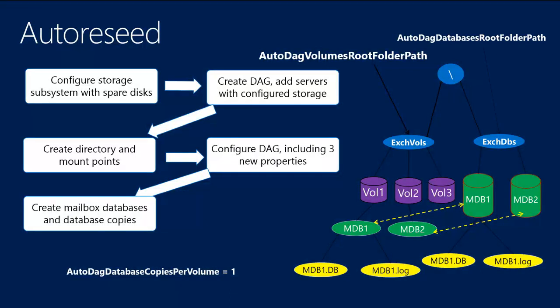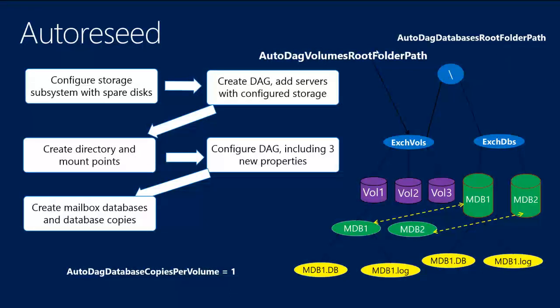Now, basically what we're doing is we're taking the same folders that are on this one single volume, and we're mounting them in two different places. We mount them one under the volumes folder, and we mount the other one under the databases folder. And those map to two of the three properties that you have to configure for the DAG.